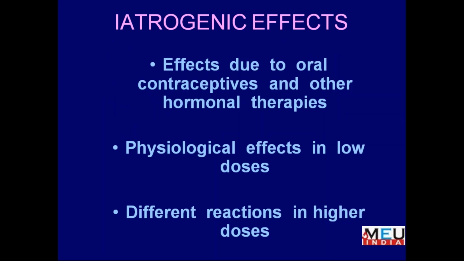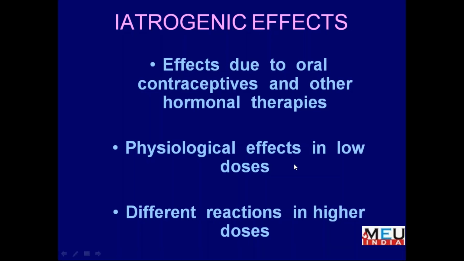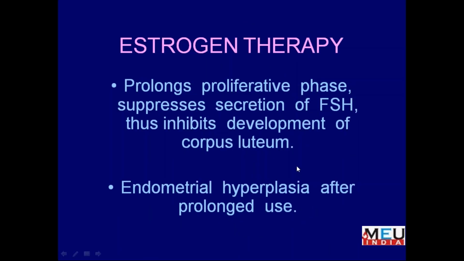Sometimes the iatrogenic effects are also there due to oral contraceptives and other hormonal therapy, which affect the endometrial pathology. There could be physiological effects of the low doses of various hormones and different reactions to higher doses. The estrogen therapy prolongs the proliferative phase, suppresses the secretion of follicle stimulating hormone and inhibits the development of corpus luteum. We have all known how, especially in older days, the oral contraception used to be done.